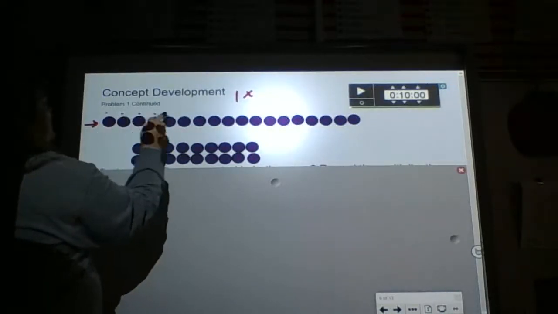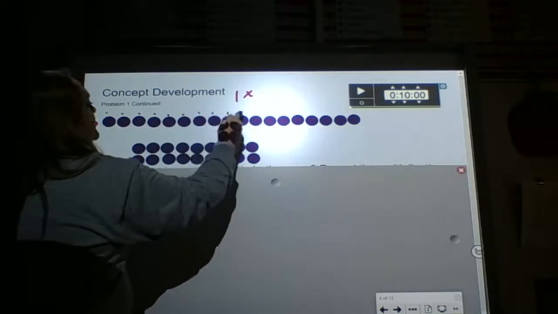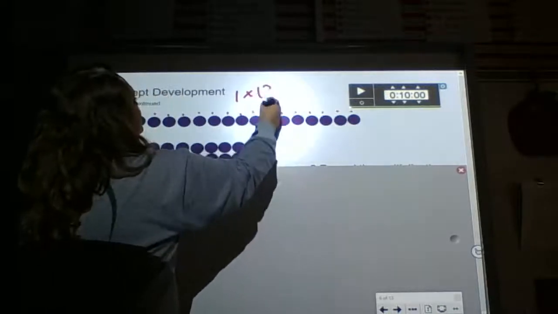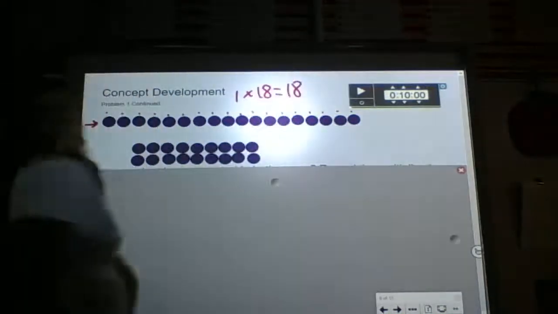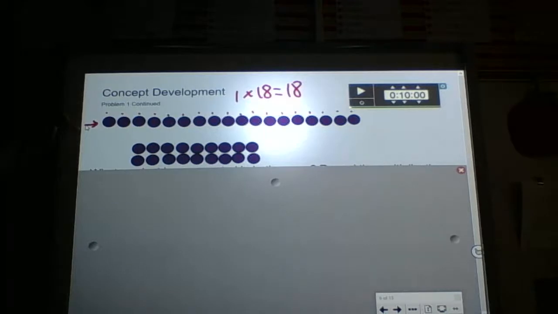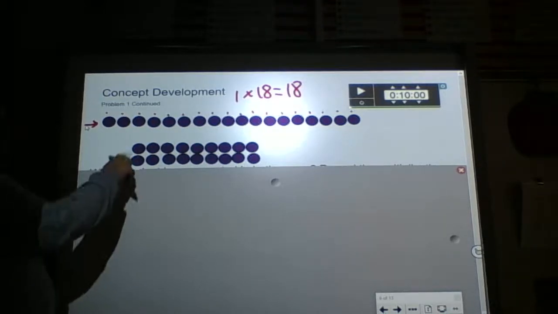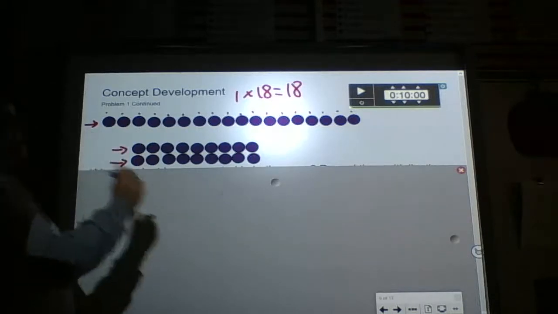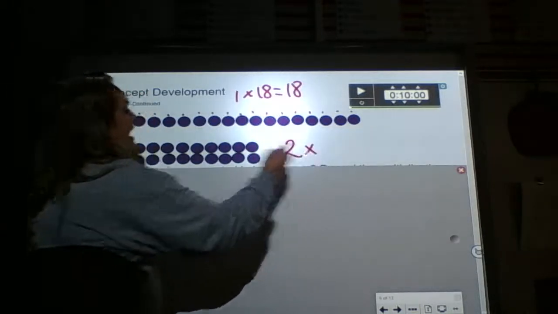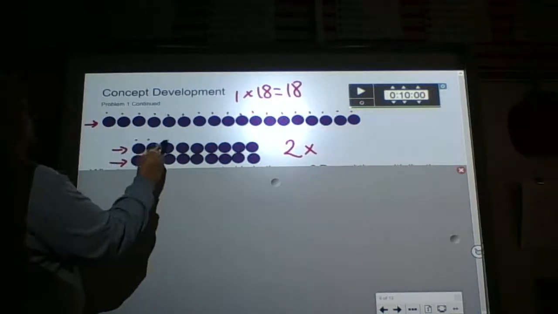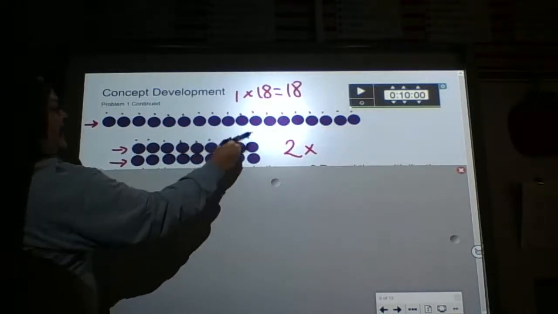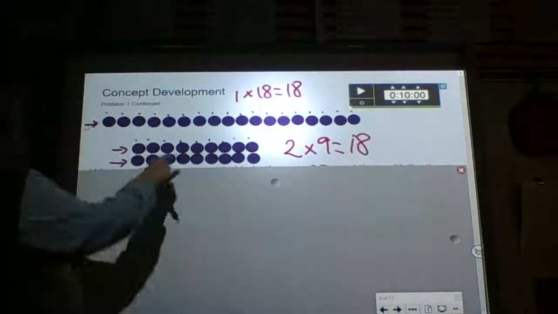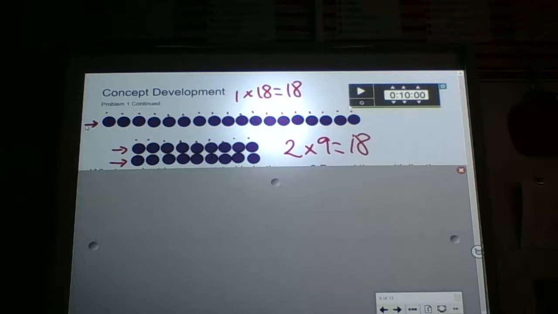1, 2, 3, 4, 5, 6, 7, 8, 9, 10, 11, 12, 13, 14, 15, 16, 17, 18. 18. We know that 1 times 18 is 18. This array shows 1 times 18. Let's look at the multiplication problem for this one. Start with your rows. How many rows? You're right, 2. Now, how many columns? 1, 2, 3, 4, 5, 6, 7, 8, 9. 9 columns. And that also equals 18. So this shows me 2 different ways to build 18.